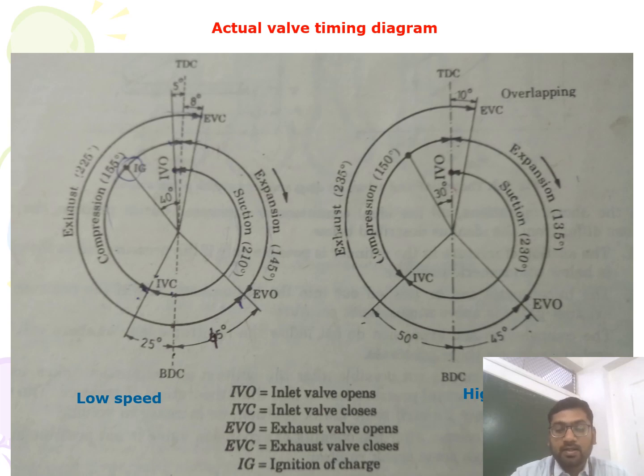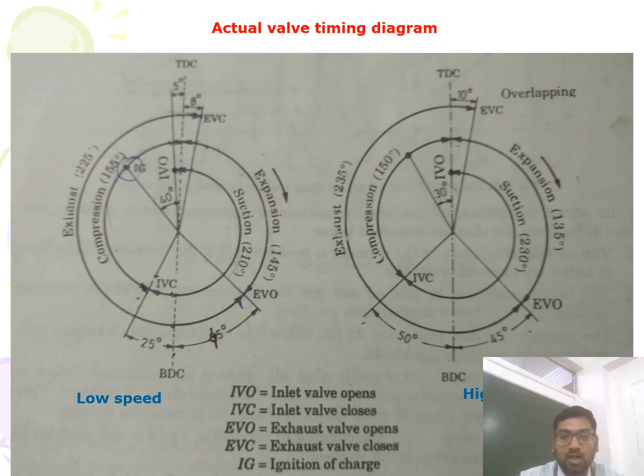The kinetic energy of the charge produces a ram effect, which forces more charge into the cylinder during this additional valve opening. Therefore, the inlet valve closing is delayed. The higher the speed of the engine, the longer the delay in inlet valve closing, to take advantage of this ram effect. Students, the inlet valve for the slow speed engine opens around 5 to 10 degrees before the TDC, and closes around 45 degrees after BDC.